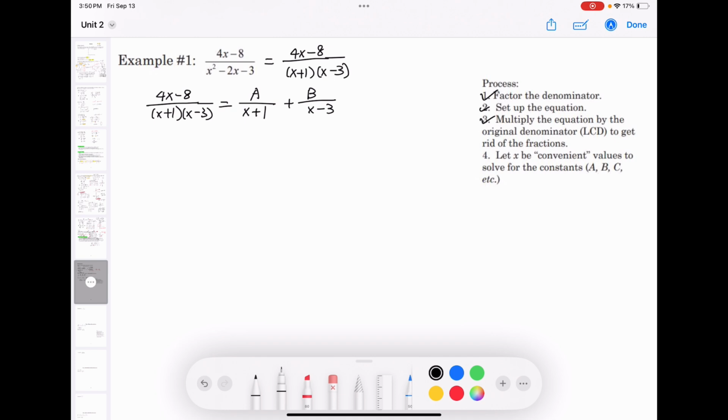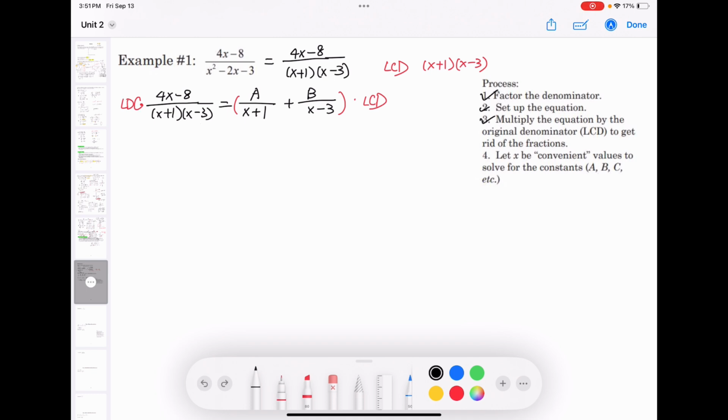Okay, so next step, both sides multiply by LCD. So if you see these two rational expressions, what is the LCD? That is the multiplication between them. So it is x plus 1 times x minus 3. So let's use LCD. Multiply by LCD both sides. That means both sides multiplied by LCD. Cancel out my denominator. This one cancelled.